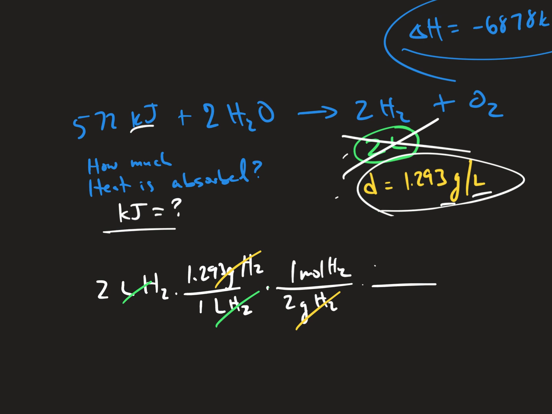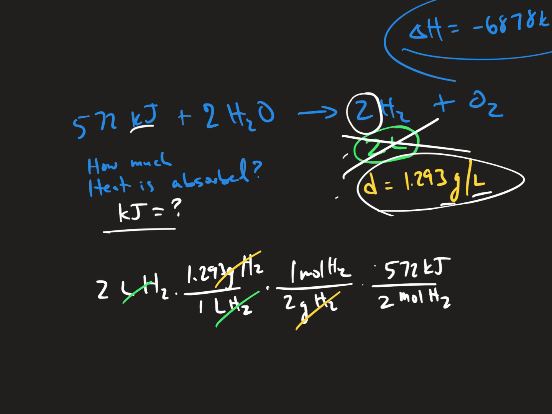So what unit do we have right now? Moles of H2. Do we want moles of H2 in our answer? No, so where does it go? On the bottom, so it cancels, right? Well, this is 2 moles of H2, so it's 572 kilojoules per 2 moles. 572 kilojoules on top.